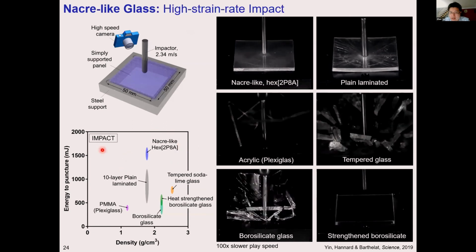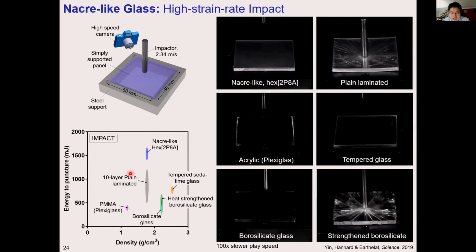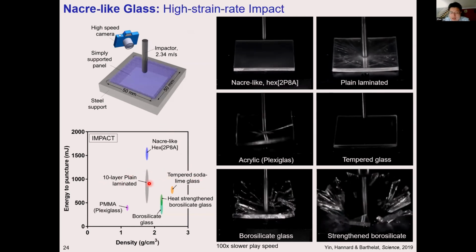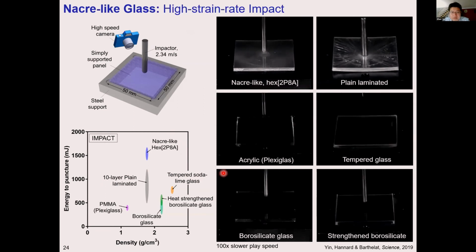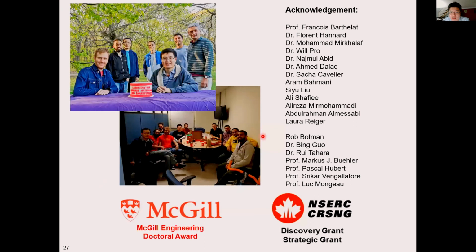So our Nacre-like glass can absorb more than around 2 times higher energy in an impact than laminated glass and tempered glass. So that basically concludes my presentation, and thanks a lot for the support from my group and Professor Barthelot, and also external help from industry as well as from other professors and technicians.